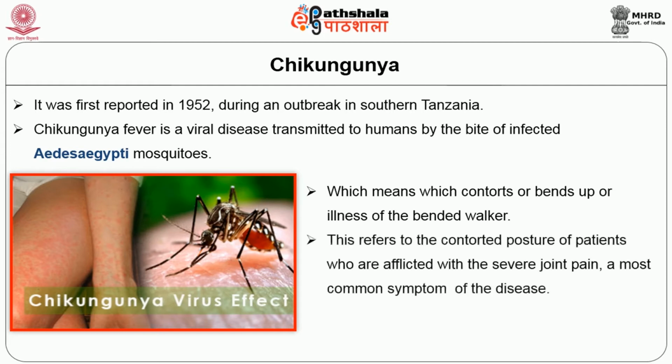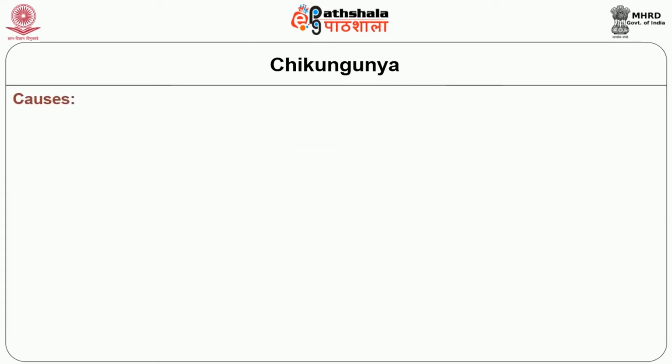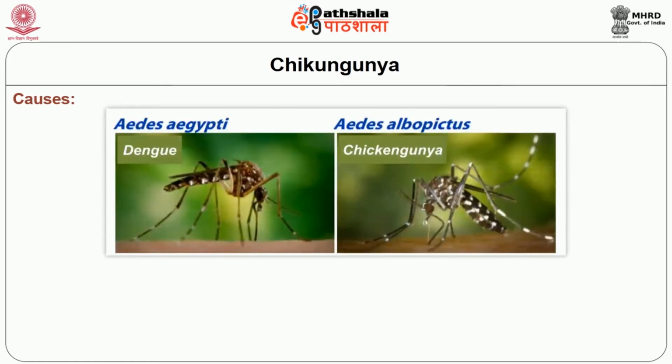This refers to the contracted or stooped posture of patients who are afflicted with severe joint pain, that is arthritis, the most common symptom of the disease. This is a debilitating but not fatal viral illness. Coming to the causes of chikungunya, incidentally, both dengue and chikungunya are caused by Aedes aegypti and Aedes albopictus mosquitoes.